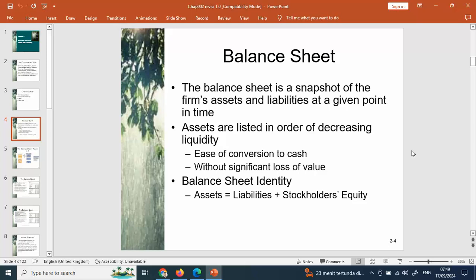So the order is to see the ease of conversion to cash. The highest one is cash. The lower one is account receivables. Cash, and then account receivables, and then inventory.